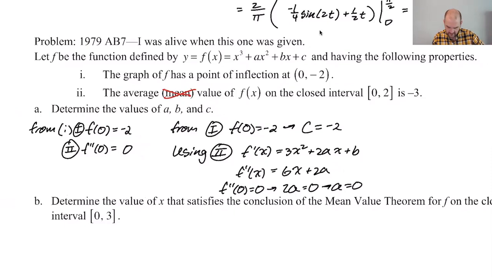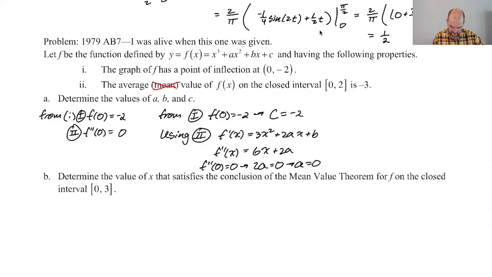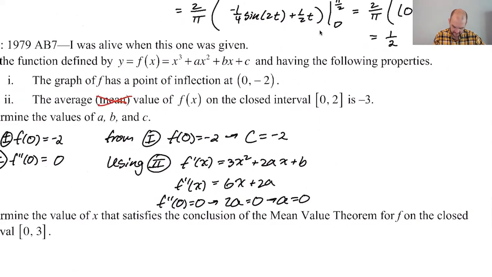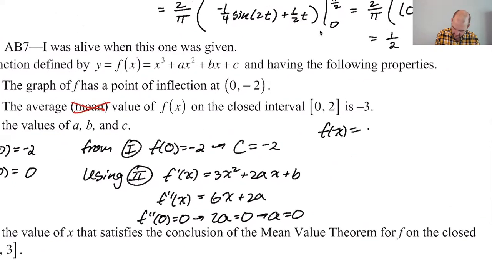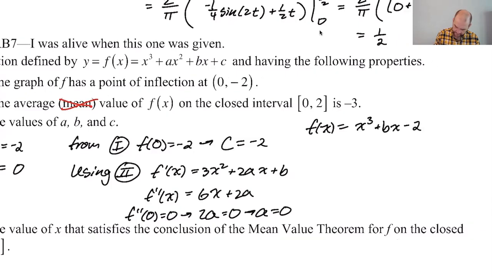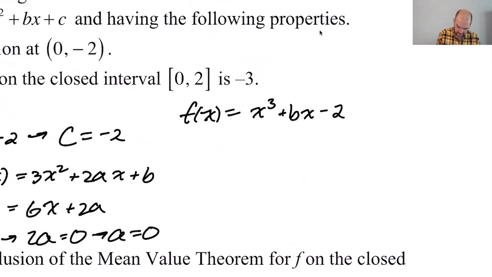What else do I know? It has the following properties: f of 0 is -2. So then do I use the average value thing? Yeah, I think I have to, because I didn't use the average value yet. So at this point, I know that f of x is x cubed, a is 0 so there's no x squared, we don't know what b is, bx, and then we know c is -2. Okay, so I'm going to do the integral over the interval.